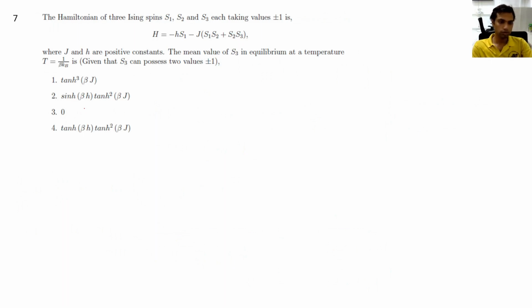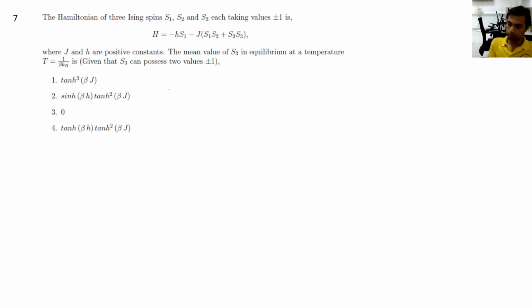The Hamiltonian of 3 Ising spins S1, S2 and S3, taking values plus or minus 1, is given. So this is again we have to do it in a similar way as we did one of the previous questions. So let us try to do that. The procedure is to first take all the possible values of spin. So how do you get all the values of spin? There are 3 spins, S1, S2 and S3. So 2 to the power 3, it is 8. So there will be 8 values.